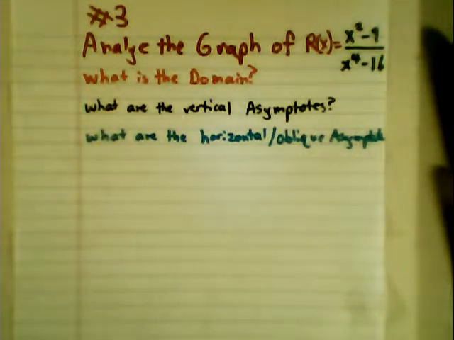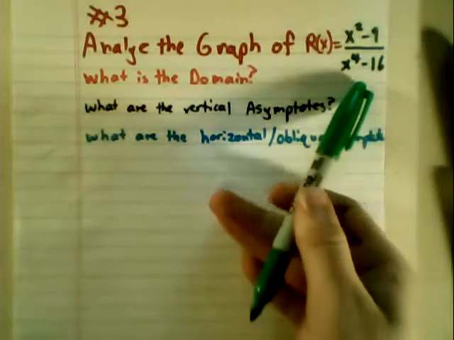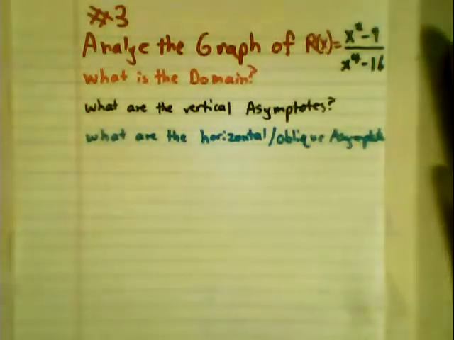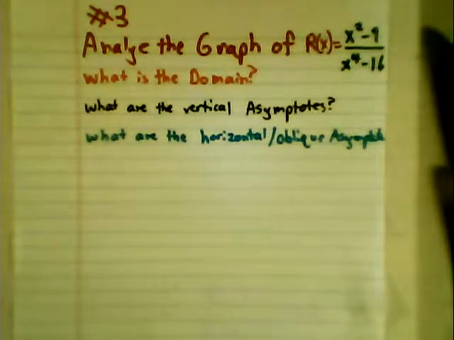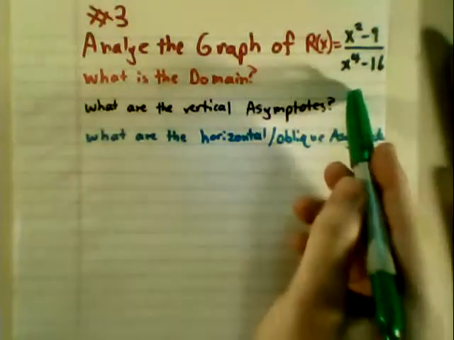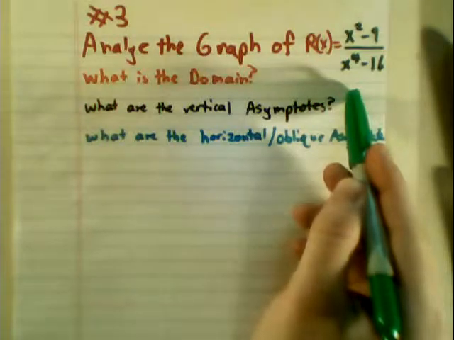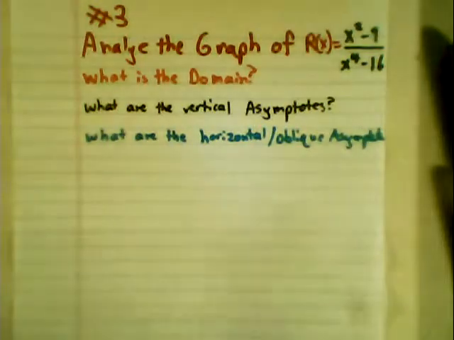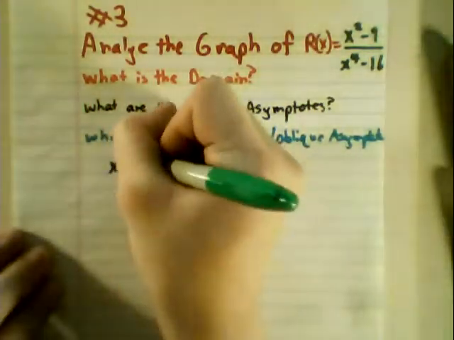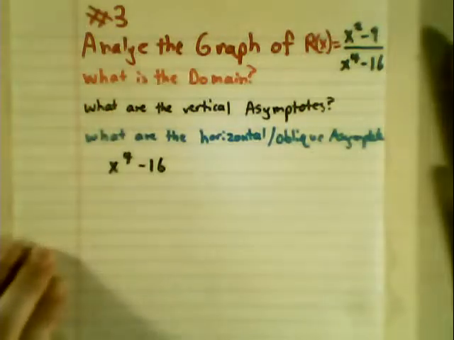Okay, so let's first find the domain. And how you do that is you look at the denominator and you find where there are any discontinuities, which is basically find where the denominator equals 0, because if the denominator equals 0, then it's going to be undefined there. So we have x to the 4th minus 16.